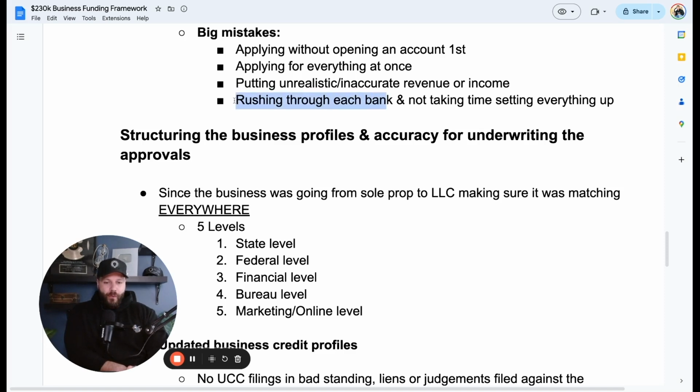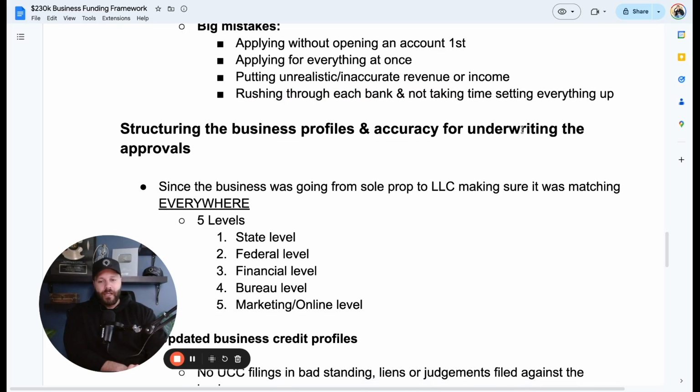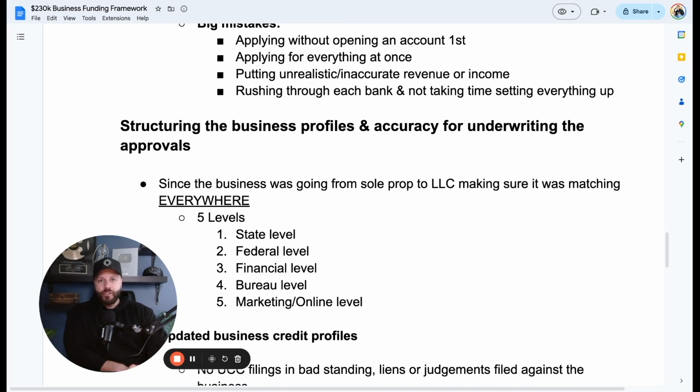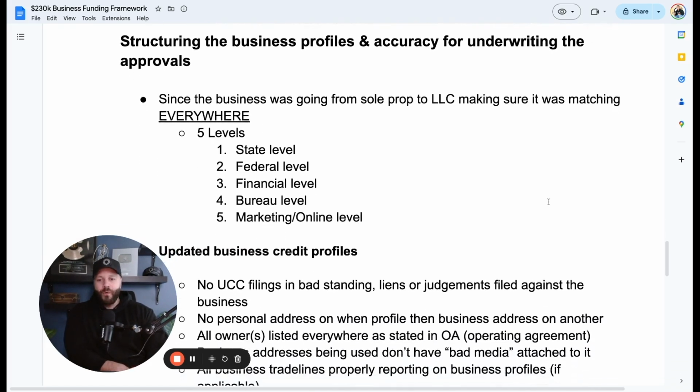Rushing through each bank, which I mentioned kind of up top, which is applying for everything at once, but rushing through each bank is a big no-no, and not taking time to set everything up with the accounts, partnerships, having money in the account. If you have a product, if it's a personal account, making sure that the utilization isn't past 30%, because banks have total credit exposures, and you want to make sure that that's lower than 30% as you go back in asking them for more money, because they're going to say, wait a minute, you already owe us something. What are you coming back in here for?